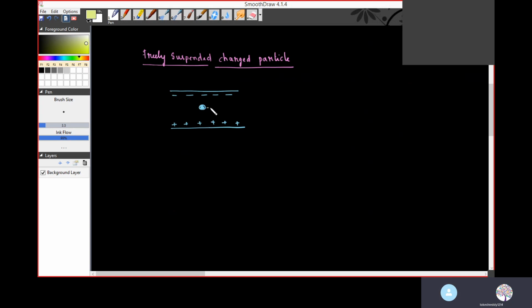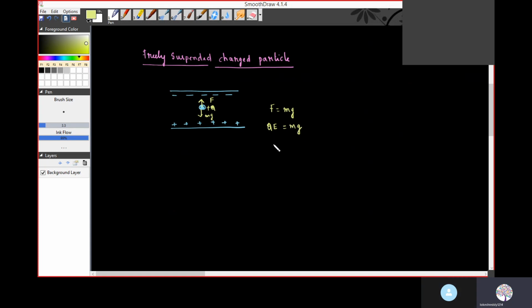This positive charge is plus q. It will be pushed up by the electric field in this direction, and that force is F, and mg is acting downward. So F is equal to mg. What is this F? This is due to the uniform electric field, so F is equal to QE. QE is equal to mg.